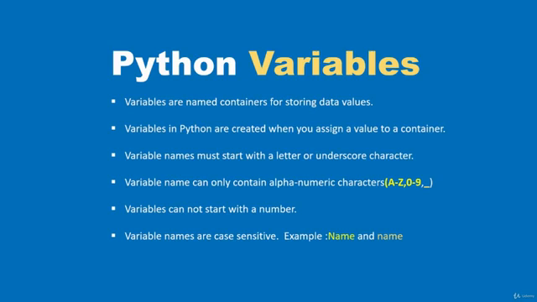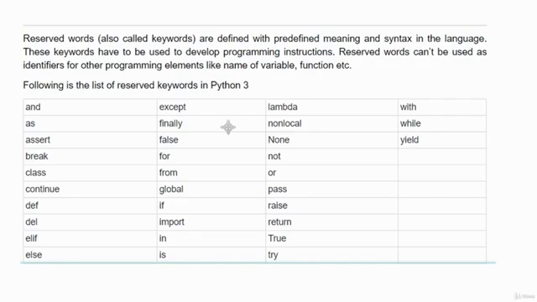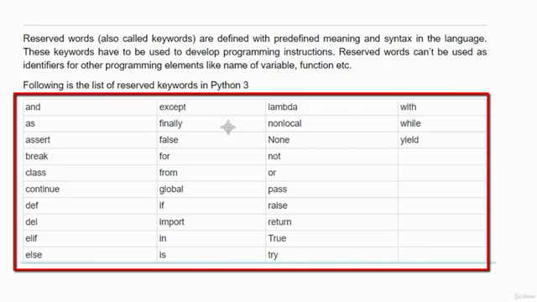Another important rule is that you cannot name your variable names after Python keywords. There are certain keywords that are reserved for the Python programming language, which you cannot use as variable names. On the screen here, I've got a list of some reserved words in Python. They are called keywords. So these are keywords that the programming language actually uses. So when you create a variable, you cannot use any of these words listed in this table.